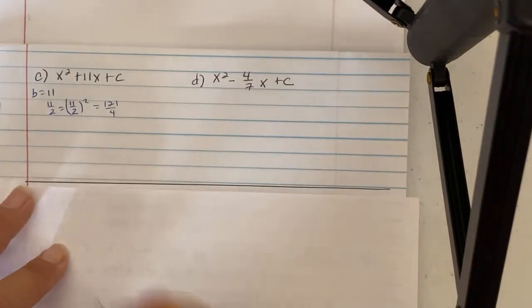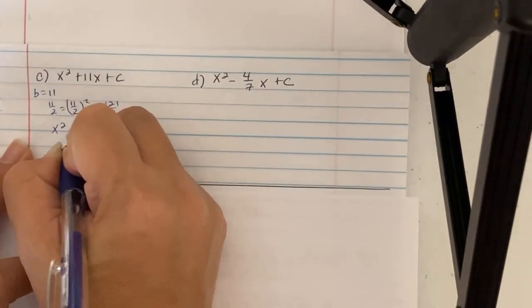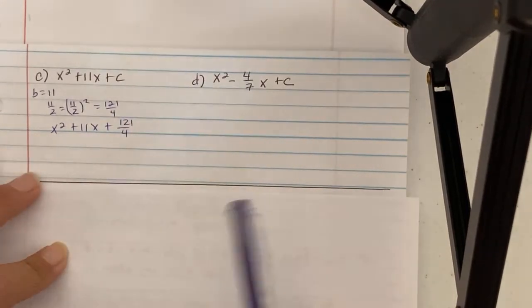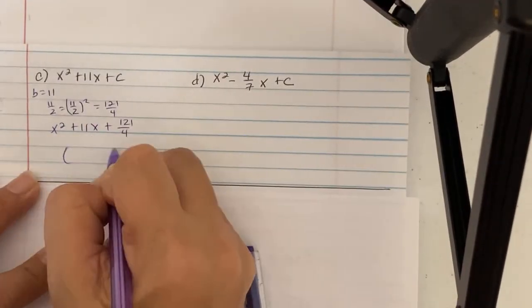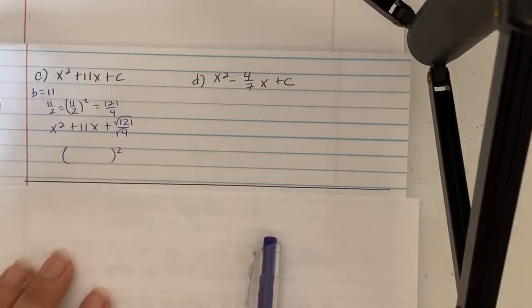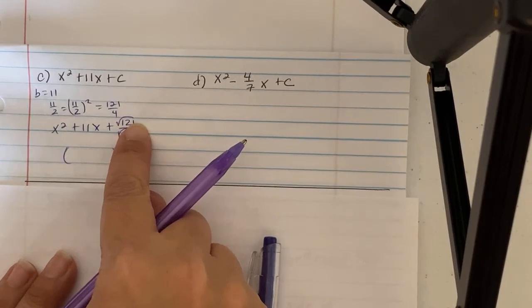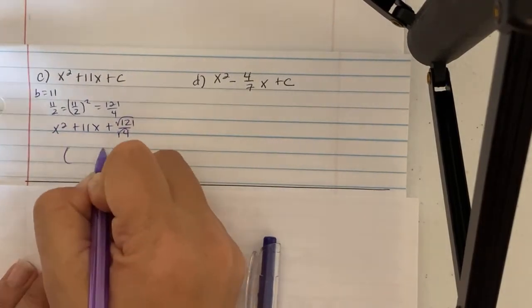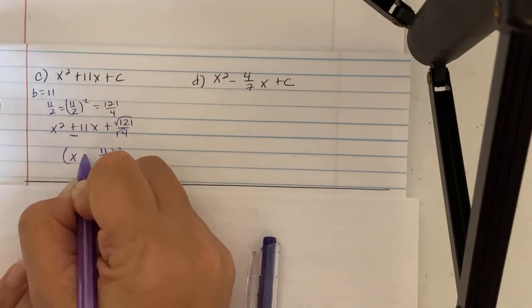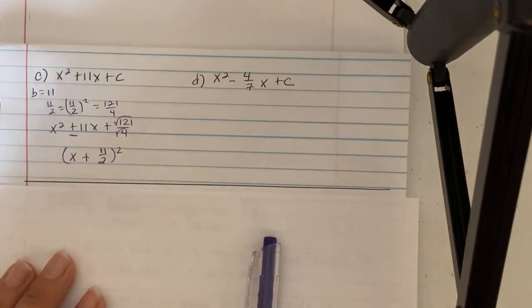So you're going to rewrite your problem to say x squared plus 11x plus 121 over 4, and then collapse it. Because we squared this value on the end, which is 121 over 4, well, the square root of 121 is 11, square root of 4 is 2. So you write 11 over 2. You bring your x, the sign in the middle is a positive sign, and it becomes a plus sign.